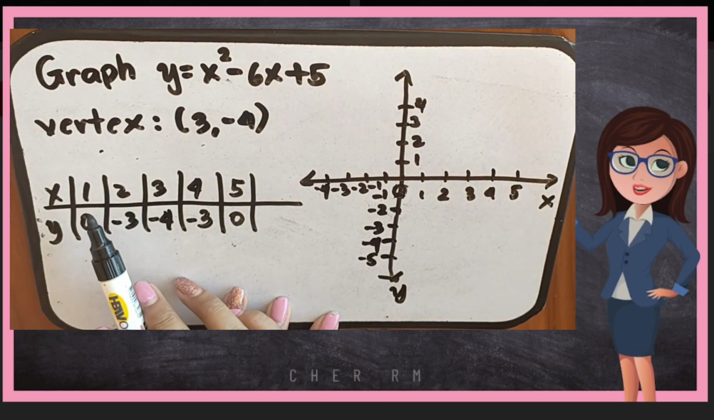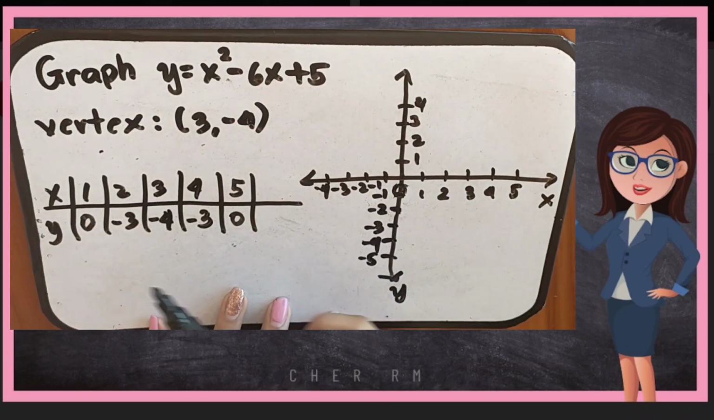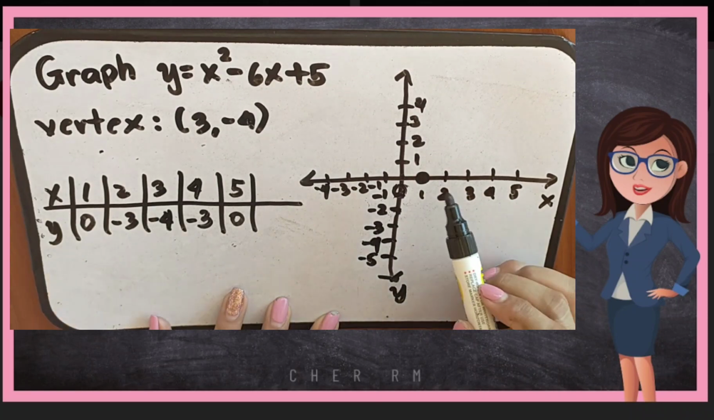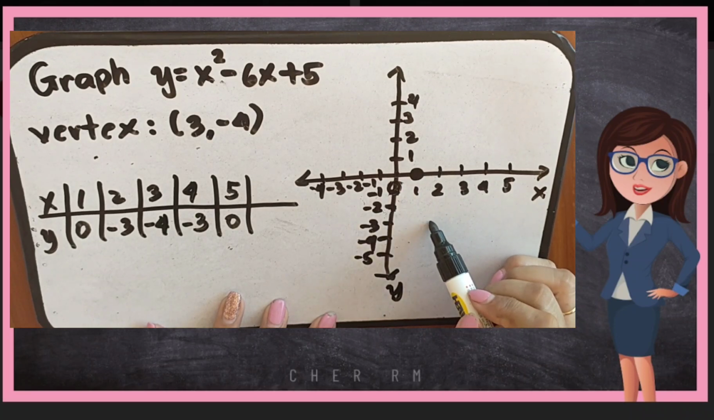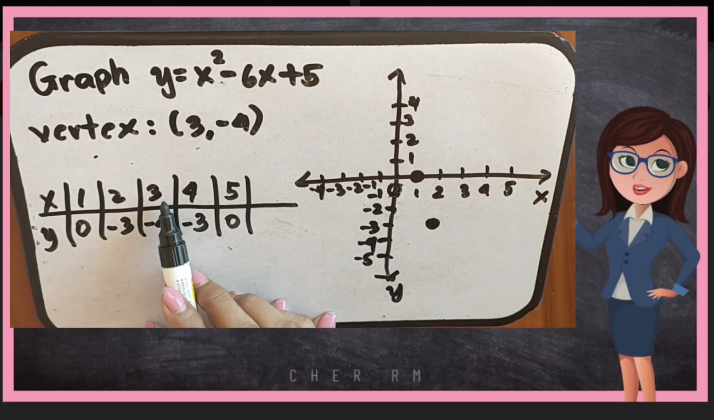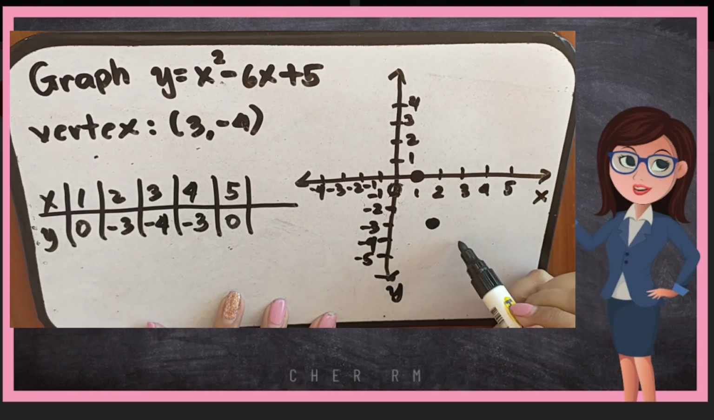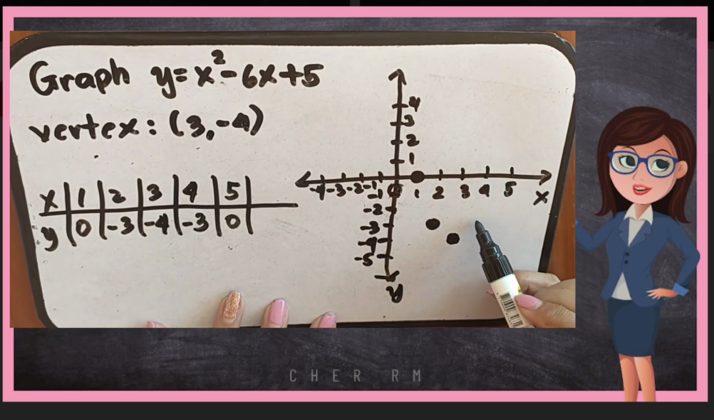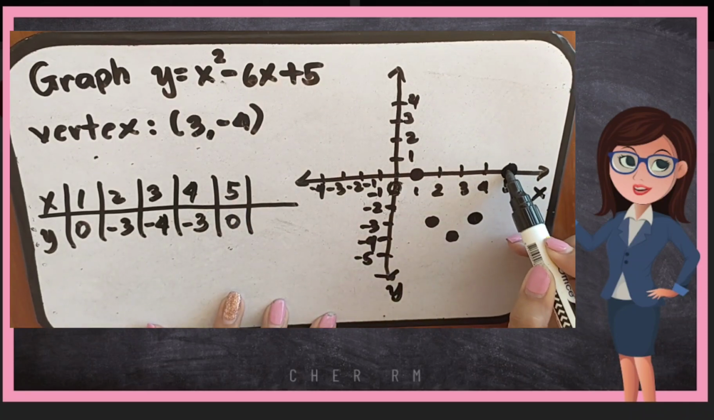And now let us plot the points and sketch the parabola. Let us start from (1, 0). So x is 1 here, and y is 0. Another, we have (2, -3). So we have 2, then negative 3 downward. So this is the point. Then the vertex is (3, -4). So we have 3 and negative 4 is here. Next, (4, -3). So we have 4 and then negative 3. And then we have (5, 0). So this is (5, 0).